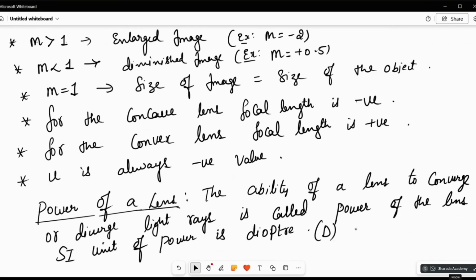So, for example, when we consider power equal to 2D, we know that power is inversely proportional to focal length, right? If we keep the power in diopter, focal length will be in meters. And power is equal to 1 by F. If power is in diopter, focal length will be in meters.